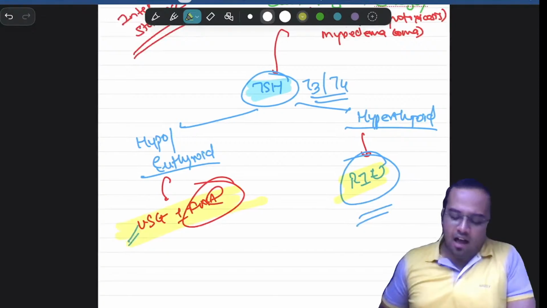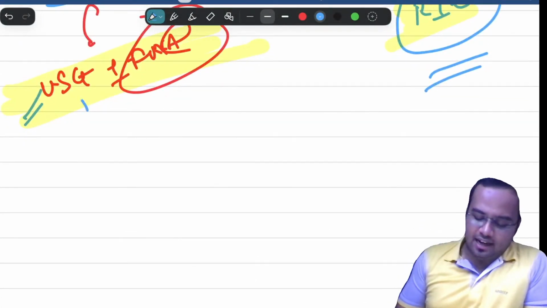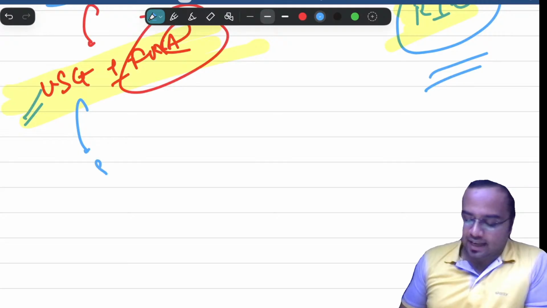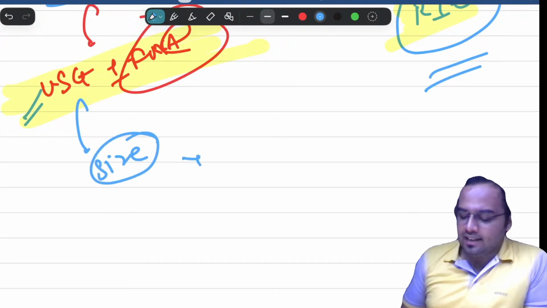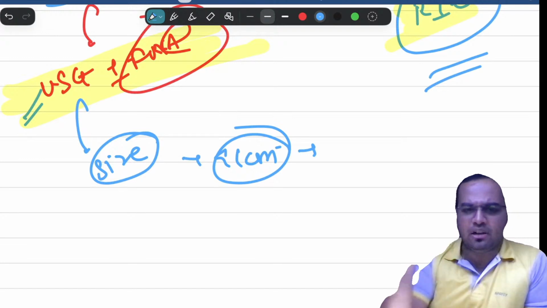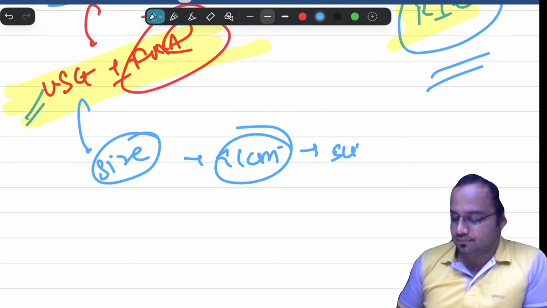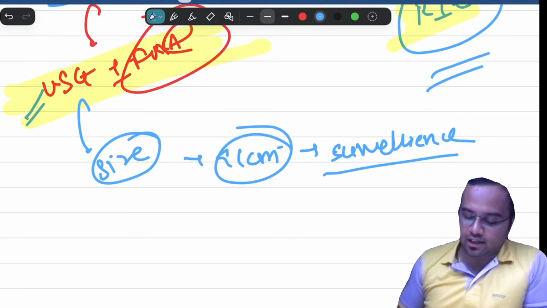सर FNAC कहाँ करूँ? तो USG में बच्चों वो बताने वाला है, the radiologist is going to tell you about the first thing, size. Any lesion less than 1 centimeter, you have to go straight for surveillance, 3 monthly or 6 monthly, whatever your institution is going to follow.